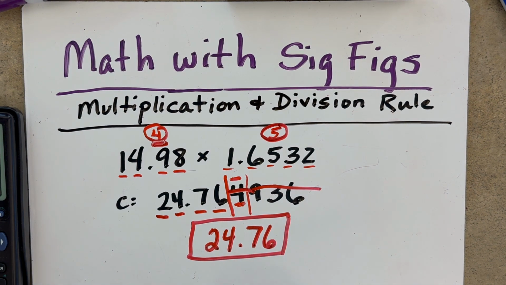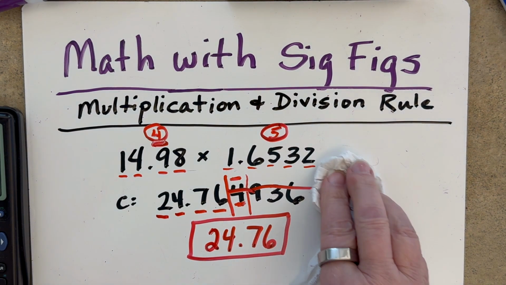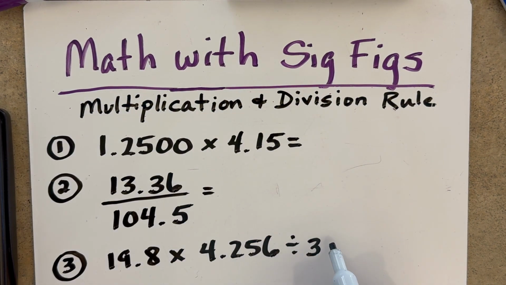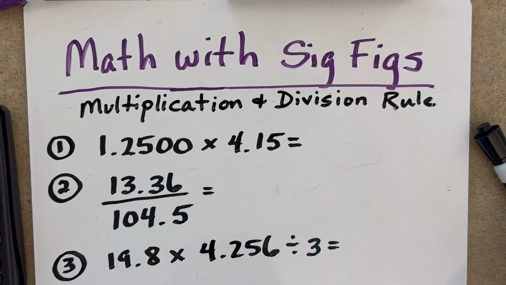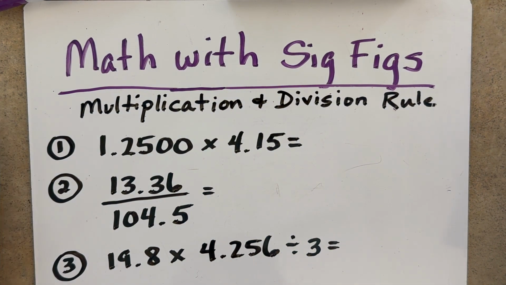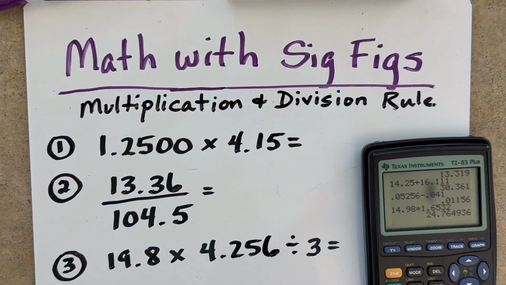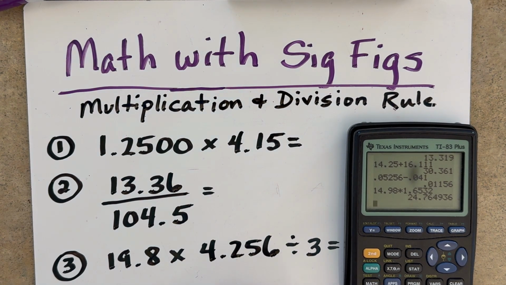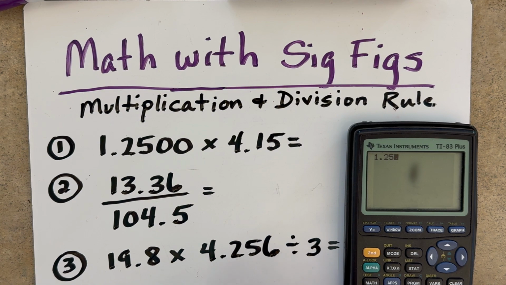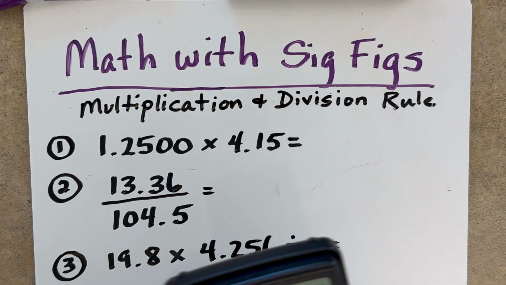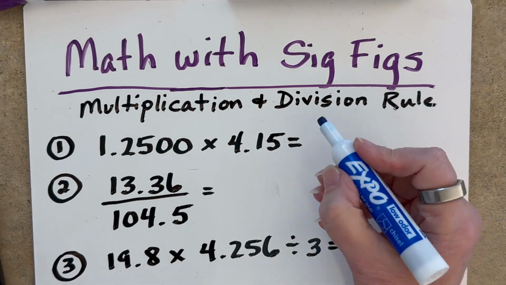Division works the same way, so let's practice some. The first thing we do is we put these problems into the calculator to figure out what our calculator answer is. So for our first problem, we have 1.25 times 4.15, and our calculator answer is 5.1875.